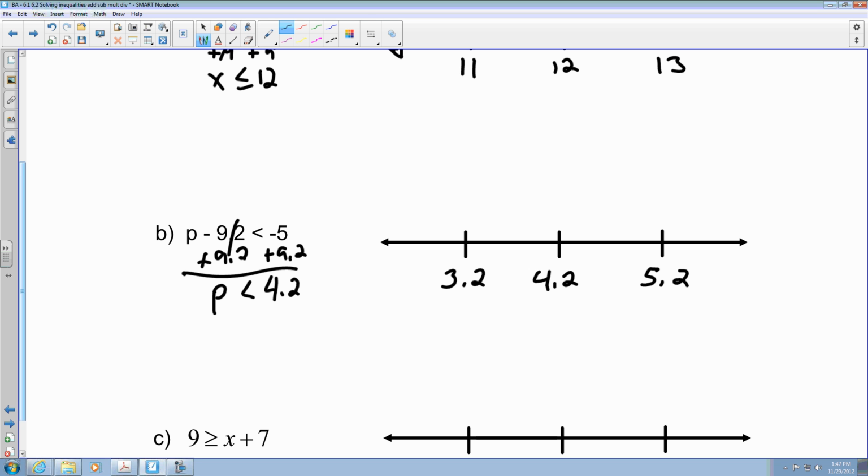So I'm going to have an open circle because it's a less than and not a less than or equal to. Then since I have my variable on the left-hand side, I'm going to notice that my arrow is pointing to the left. So that means I'm going to shade it on my left-hand side.